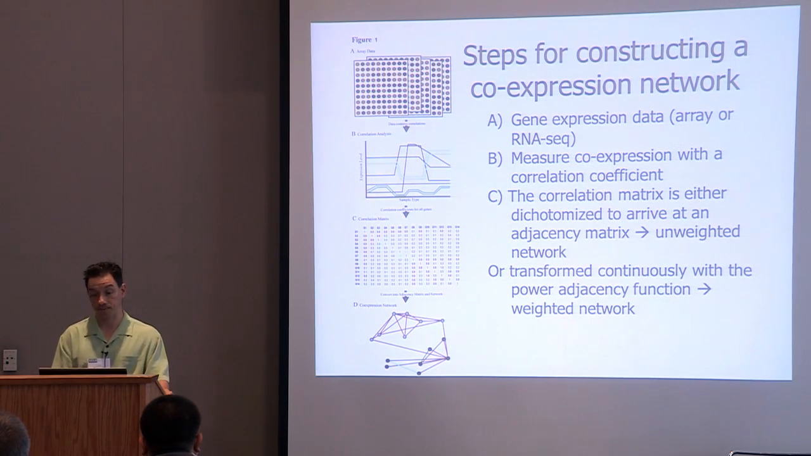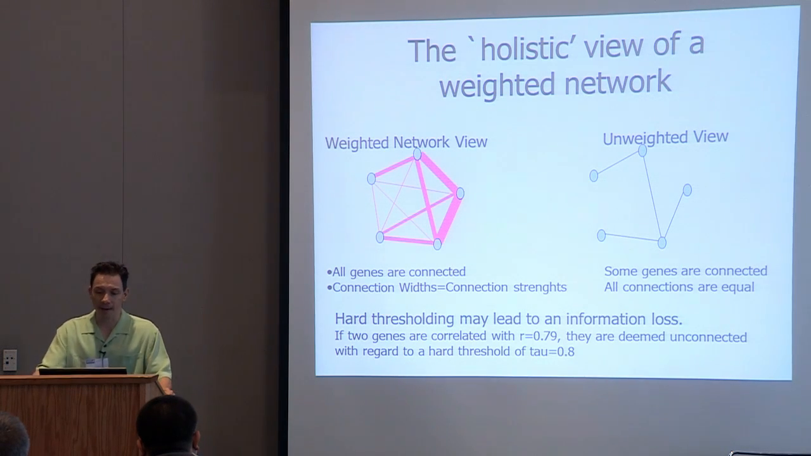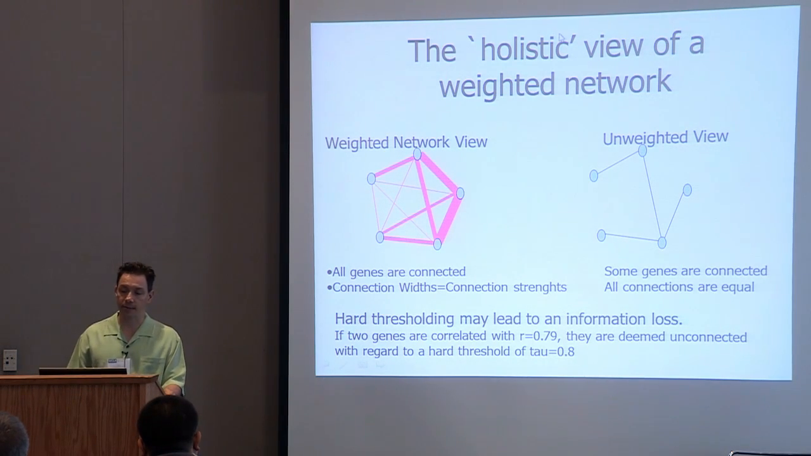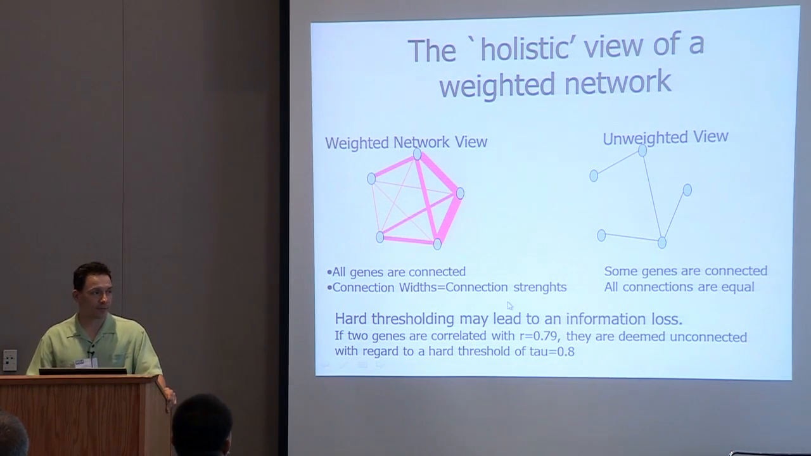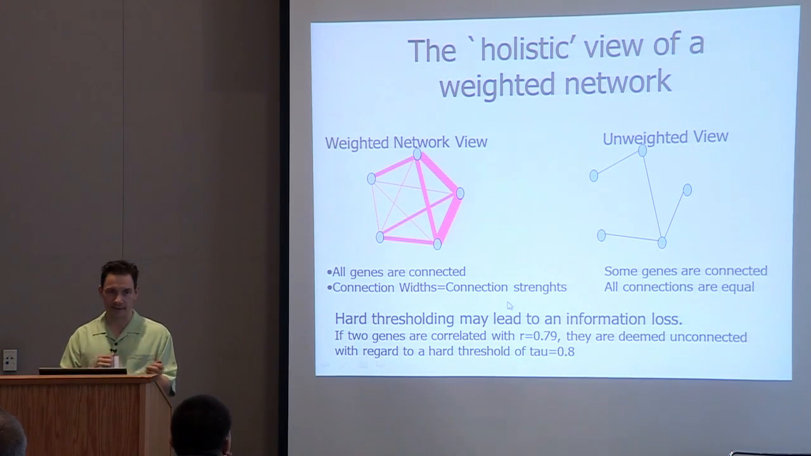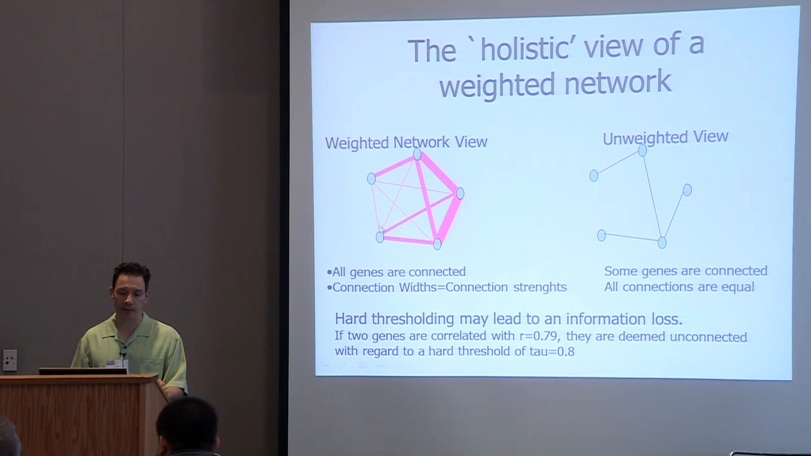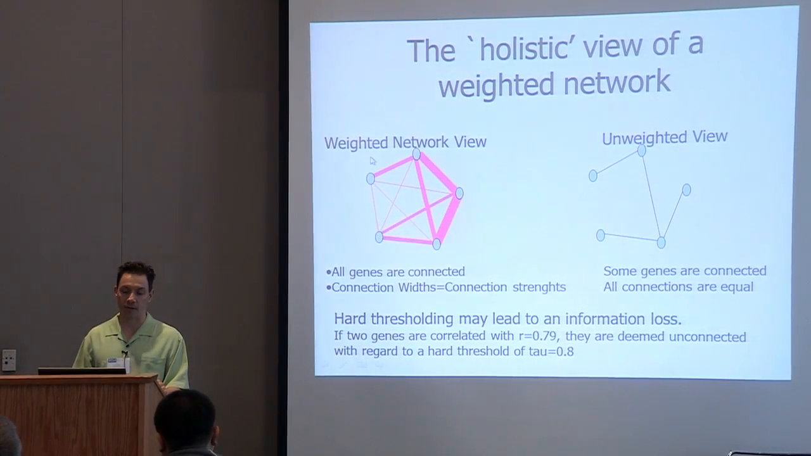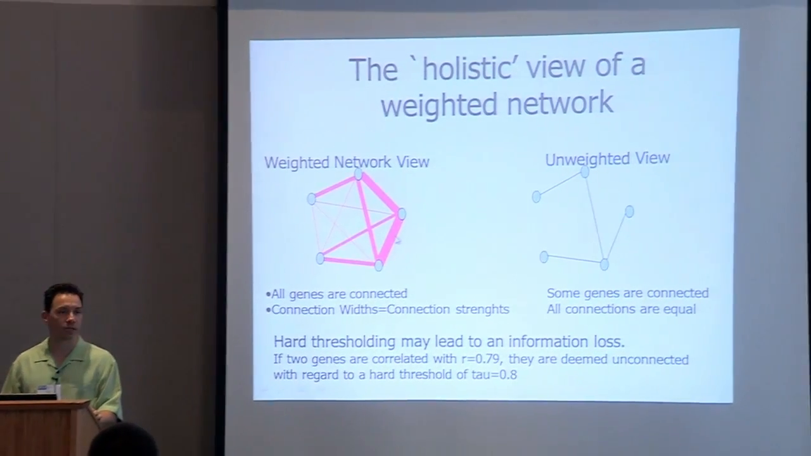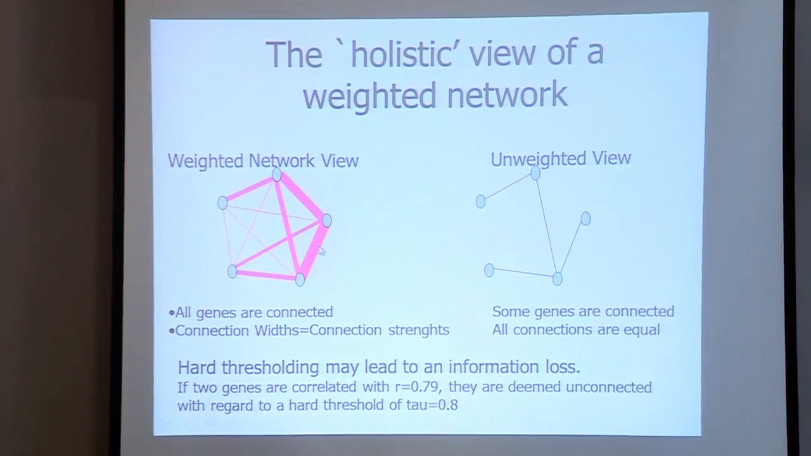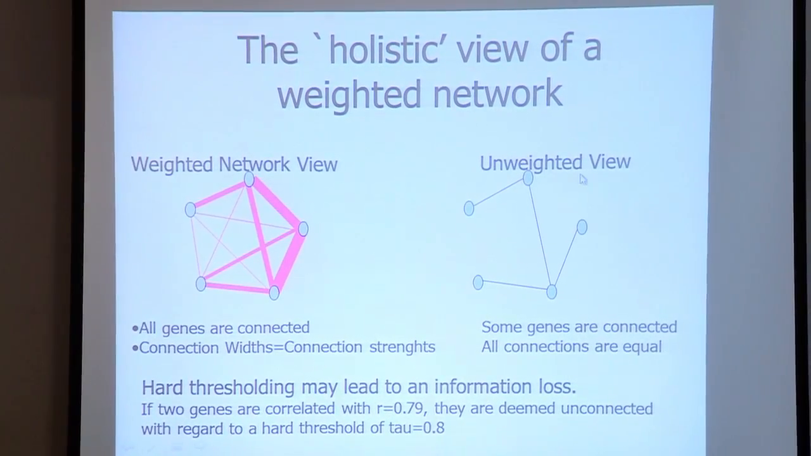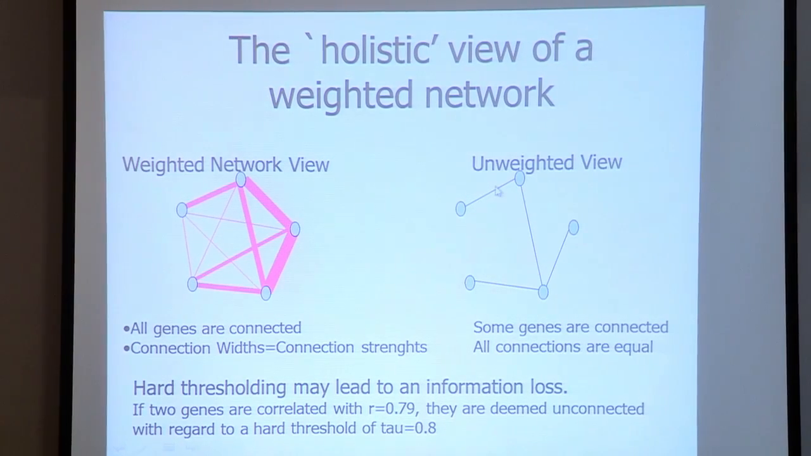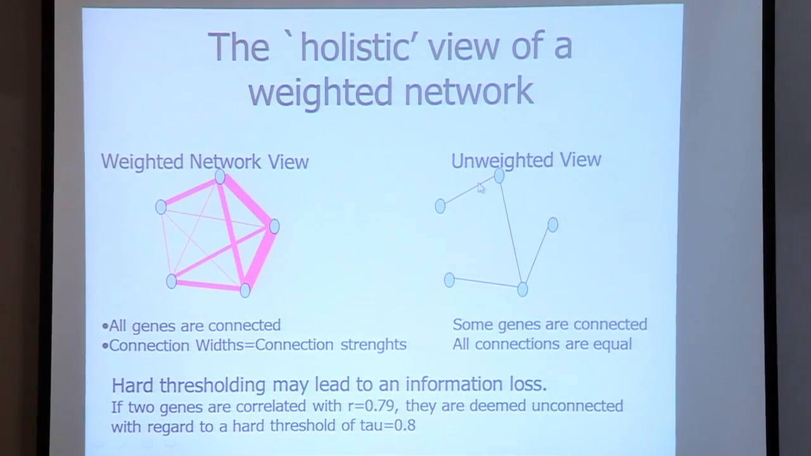a network adjacency. So in this weighted network analysis, we take a holistic view depicted on the left, meaning everything is connected. The only thing that differs is how strongly things are connected. So for example, here are two genes that have a thin connection, whereas here are two genes that are strongly connected. Whereas in an unweighted network, there's just an edge. Two things are connected, yes or no.